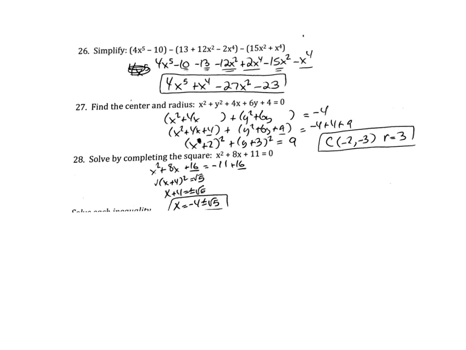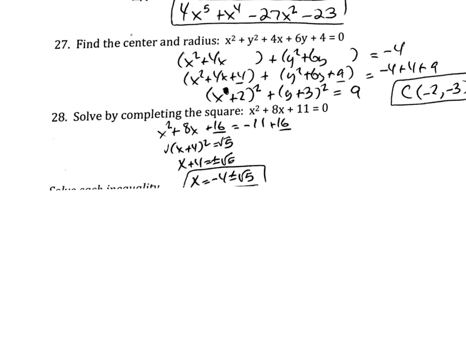And the last one is page 28. Solve by completing the square. Some of you are getting pretty good at this by now. Move the 11 over first, which gives me -11. Now, whatever's in the middle, same step as on the circle: half the middle, which should be 4. Square the 4, you get 16.